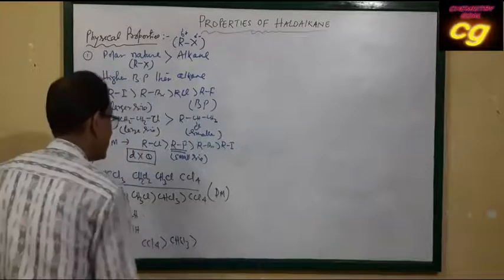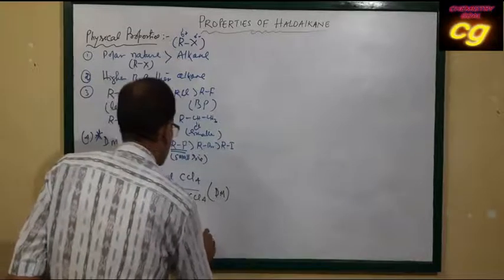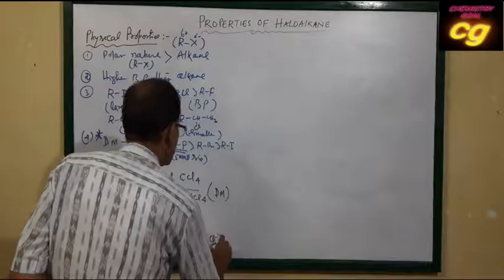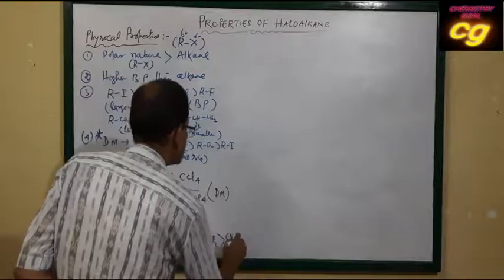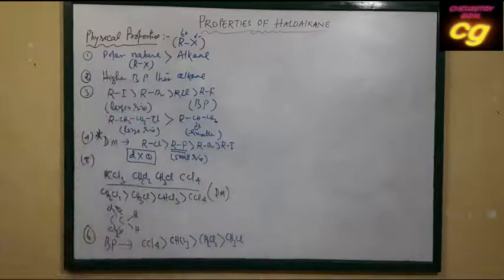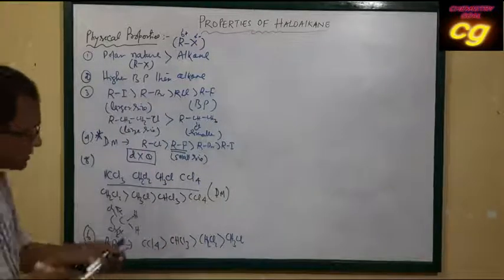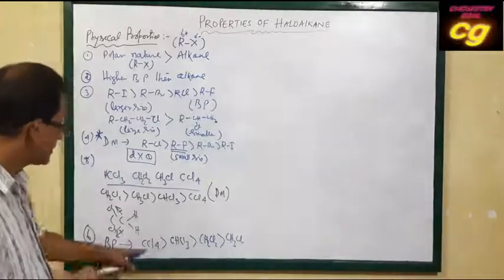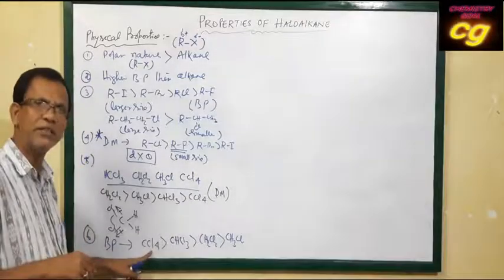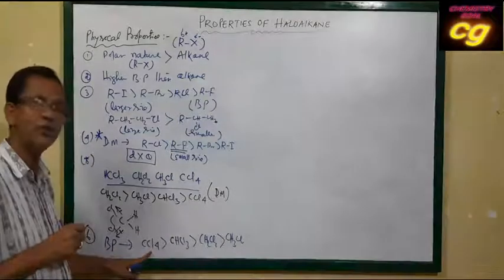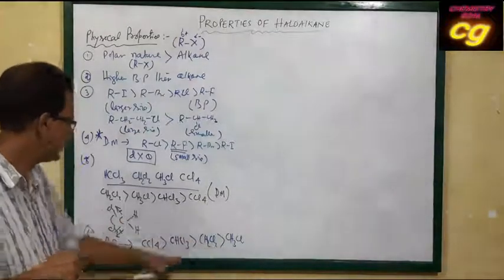CHCl3 greater than CH2Cl2 greater than CH3Cl. Here is the boiling point order. This is regarding boiling point, because boiling point depends upon size. Here 4 chlorines are bonded. That's a large size, so the boiling point is more compared to this. This is the boiling point.